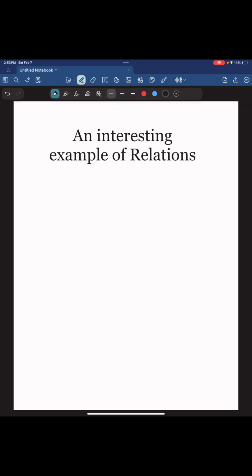So, if you have studied set theory, or if you're in high school, like maybe in grade 10 or 11, you might have gone through these concepts. Like in set theory, we have different functions and we define relations and functions, and then the entire calculus stands on that. So, today we will see an interesting example of relations. So, let's begin. Let's say we have a set of math.